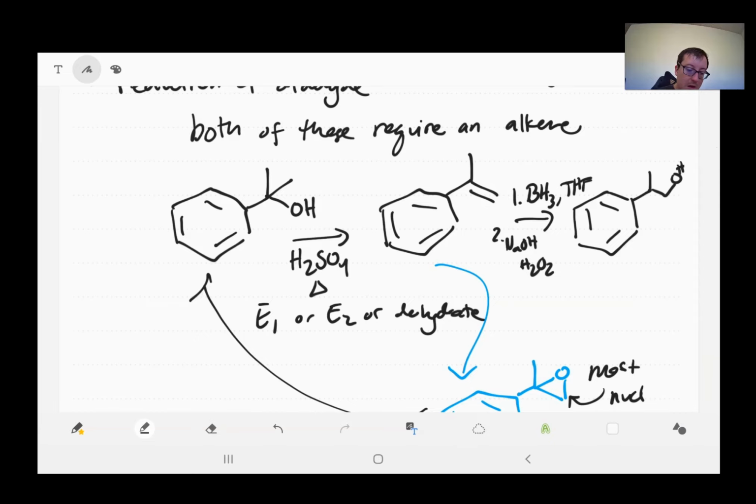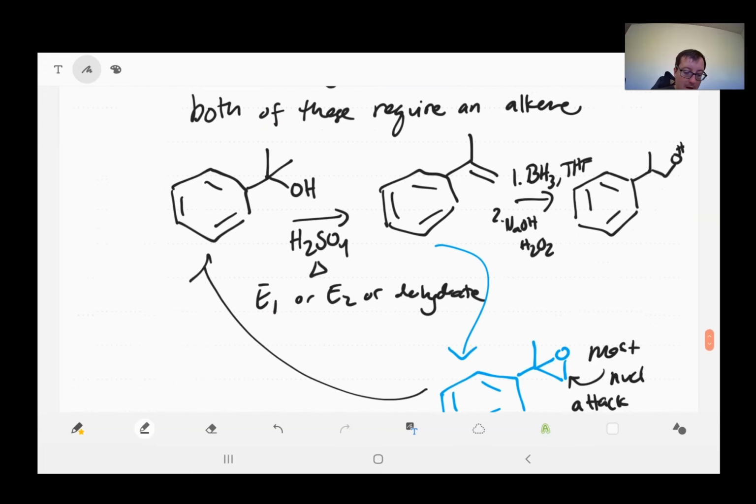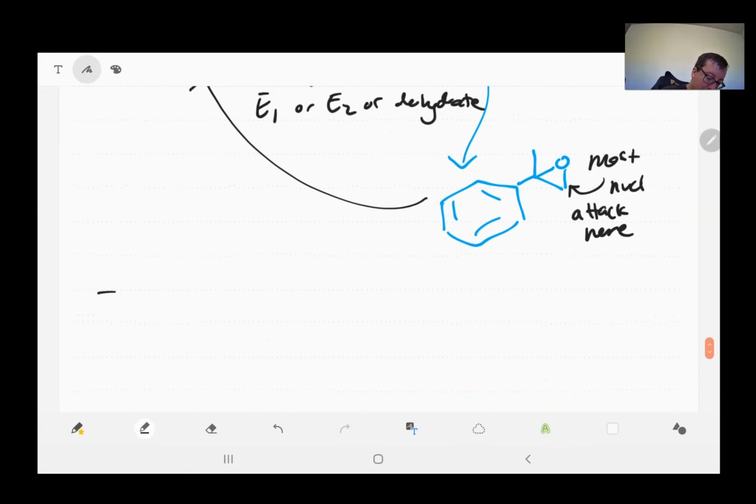So, those are kind of the steps to synthesis. So, always think about these things. You're going to have to go back and remember all those synthesis chapters about alkenes, about alcohols, substitution, elimination, all those. So, fun.